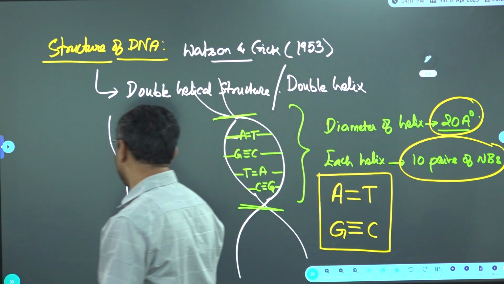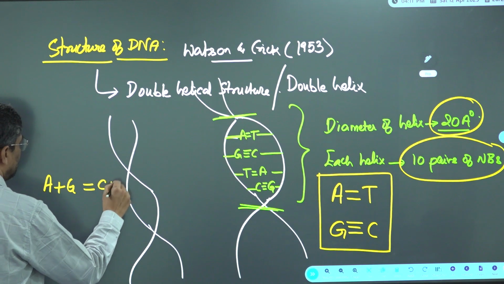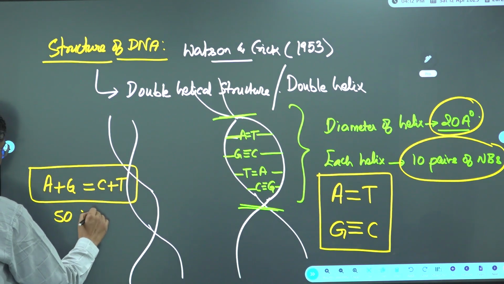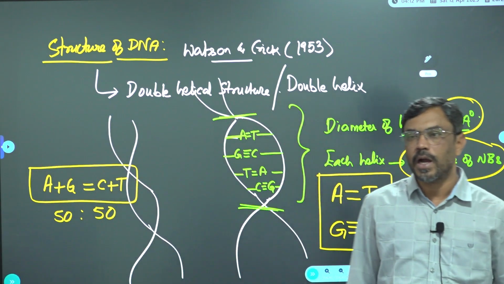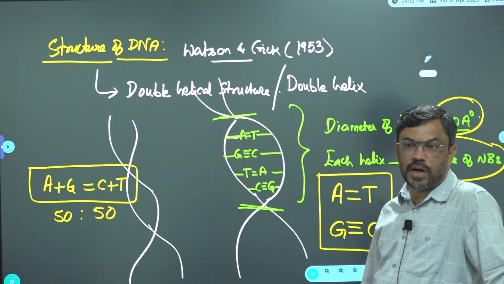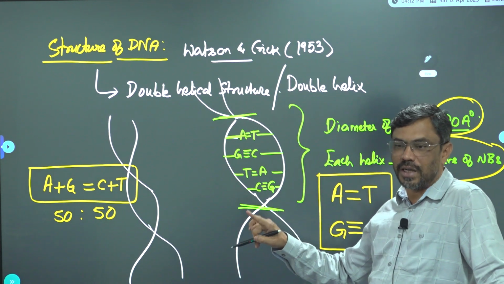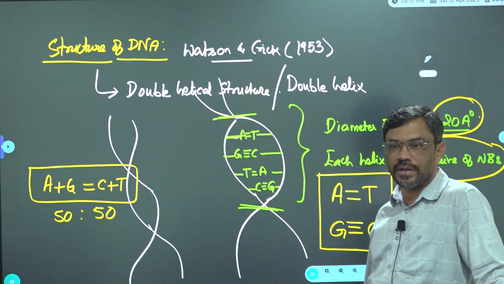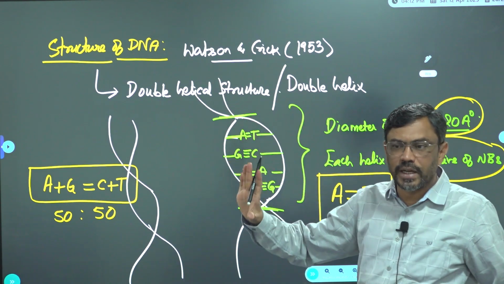Another point you have to remember is Chargaff's rule. A plus G is equal to C plus T. That means 50-50. So purines and pyrimidines are in a 1:1 ratio. Suppose adenine is 20%, then guanine is 30%, cytosine is 30%, thymine is 20%, like that. So this is the structure of DNA. Clear now?